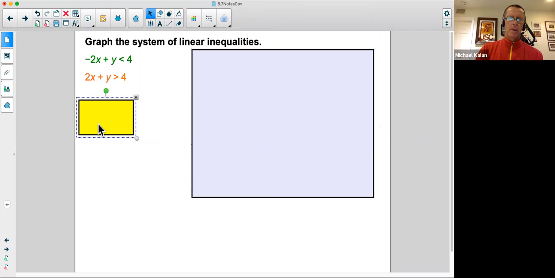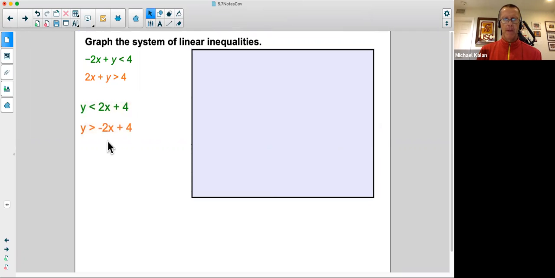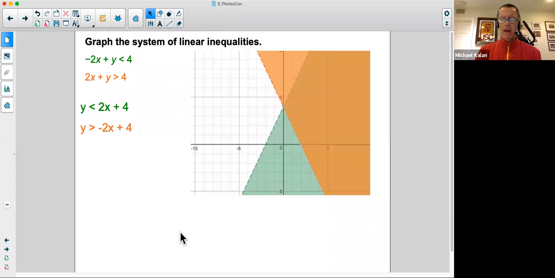And if you happen to put them into slope-intercept form, there you have it. And then hopefully your graph got something like that. And where again is the solutions to this system of inequalities? In here, that double shade right there. Okay.